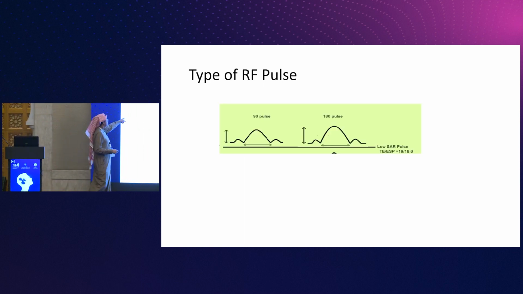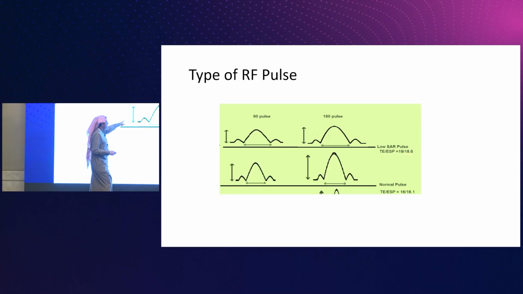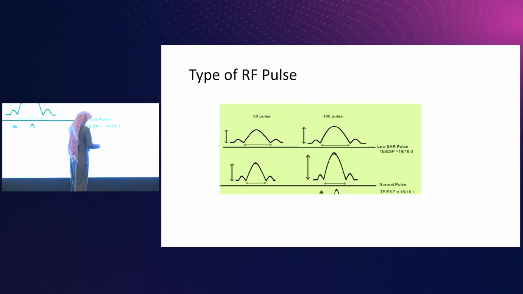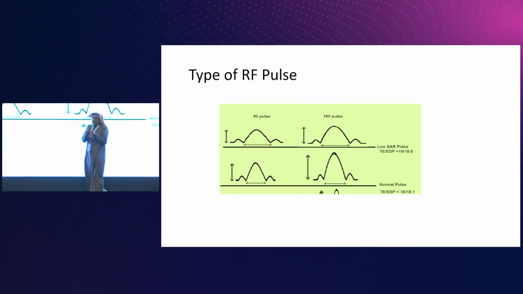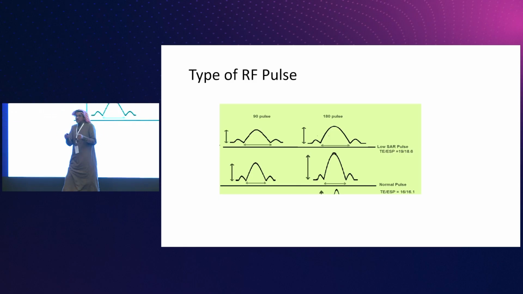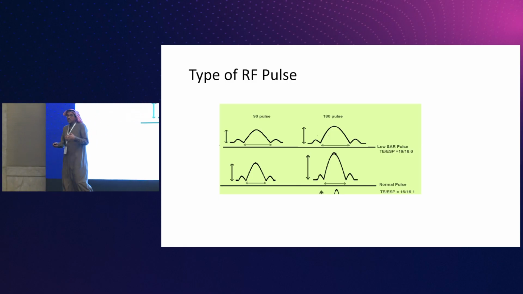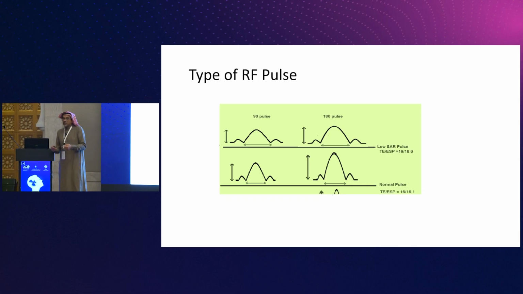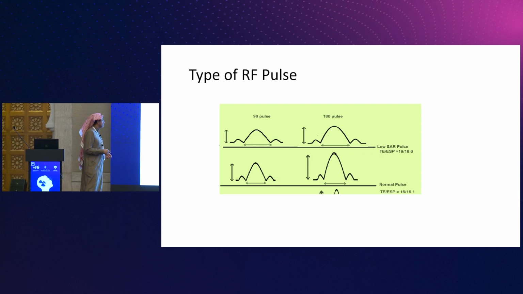We have this one, which is low SAR. Low SAR echo spacing is 19, as you can see. So between pulse and pulse, there is a time. That time is quite long in low SAR, because you need to separate them to reduce the SAR, reduce the thermal effect on the patient.